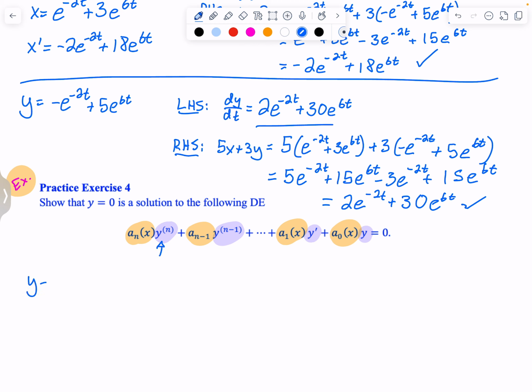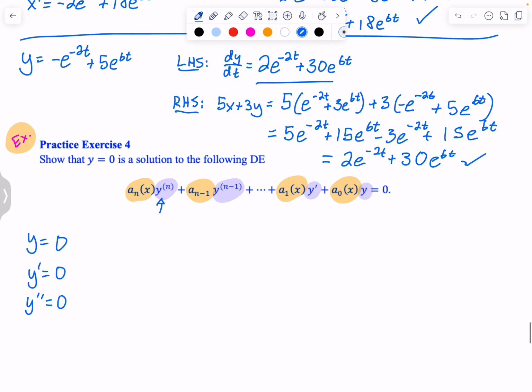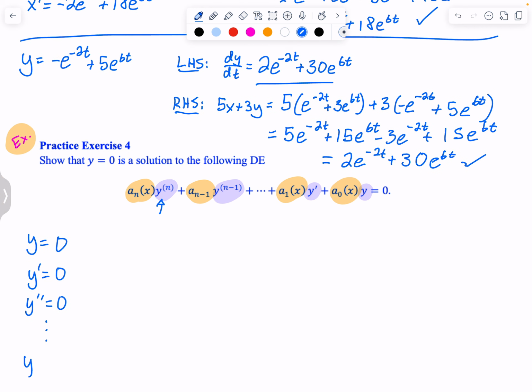You're wondering how we actually get there? Well, in this case, it does make sense. Y equals 0. Y prime then would be 0. Y double prime would be 0. And then that means if I keep going, y to the nth power is going to be 0. All of the derivatives are 0, right? So if I were to write this out, and I'm verifying, I've got to show this.